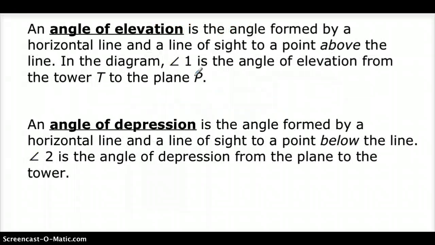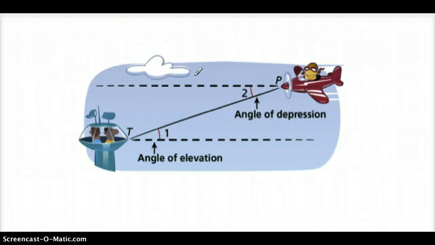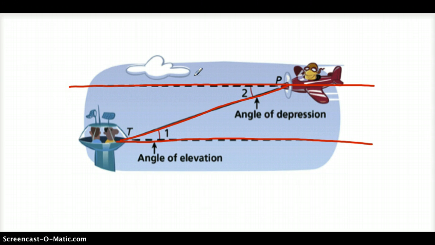It says an angle of elevation is the angle formed by a horizontal line and the line of sight to a point above the line. In the diagram, angle 1 is the angle of elevation from tower T to plane P. This is the horizontal line we're looking at, and there's another horizontal line to the plane. The angle, from the person sitting in the tower, goes all the way up the line of sight to the plane.